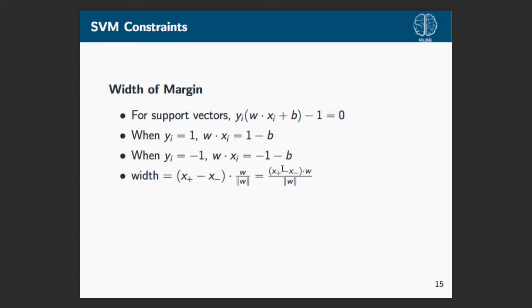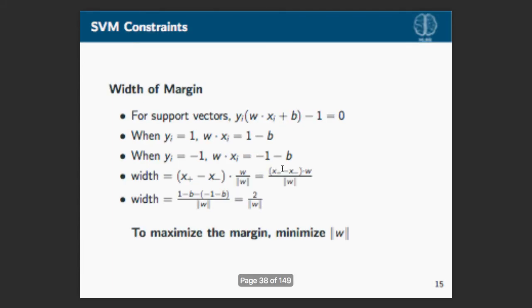So plugging these two into our equation over here, we get that the width equals (1 minus b minus (negative 1 minus b)) over the norm of w, which equals 2 over the norm of w.